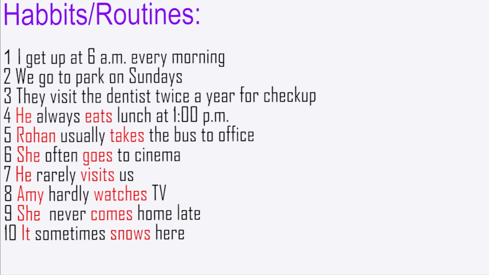Now I want you to notice sentences from 4 to 10. I have highlighted the subject and verb in red. In these sentences, I have added s at the end of the verb as the subject in these sentences are third person singular, that is he, she, it or any singular name.